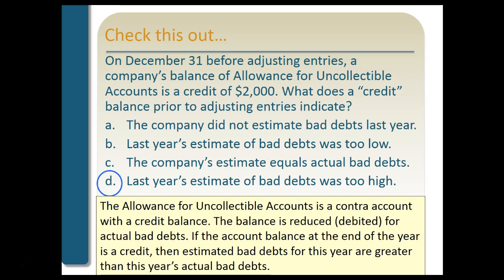The allowance for uncollectibles is the contra account. The balance gets reduced for actual bad debts. If the account balance at the end of the year is a credit, then estimated bad debts for this year are greater than this year's actual bad debts.